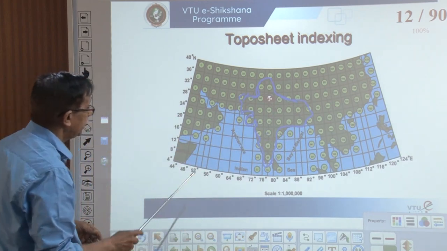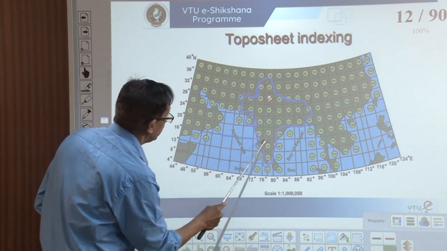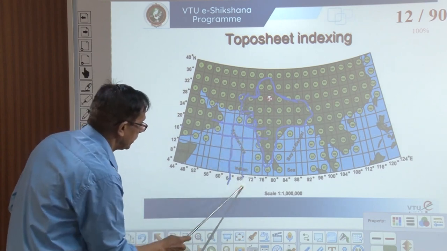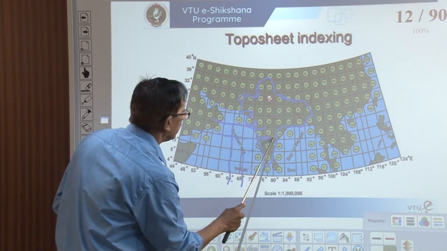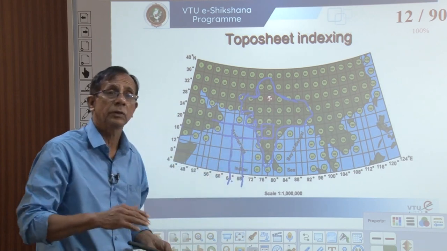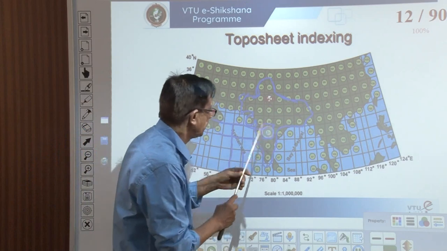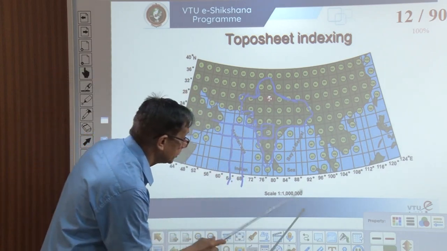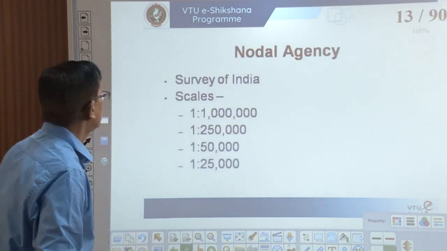Now, how are they divided? 12 degree, 16 degree, 4 degree. This is one, this is another. Similarly, this is one, this is another. They are 4 degrees by 4 degrees. This block represents 4 degrees by 4 degrees, and for that we have given a number. This is very important in the scale you see.